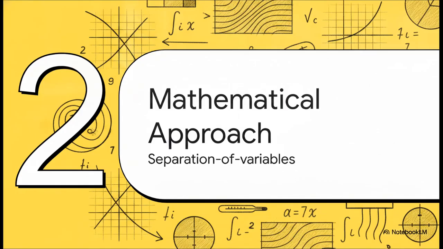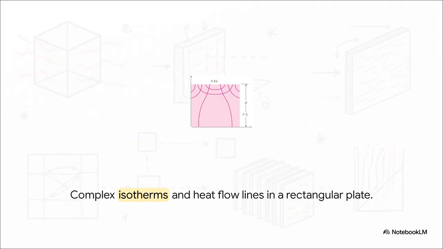Moving on to part 2, the exact mathematical approach. Okay, so to solve that Laplace equation analytically, we really have to break out the heavy calculus, like the separation of variables method. Take a look at this rectangular plate. We've got 3 sides at a constant temperature, but the top edge has this sine wave temperature distribution. When we apply our boundary conditions, we end up with an infinite series solution. Visually, it's actually kind of beautiful. You get these complex intersecting isotherms and heat flow lines, but actually calculating the exact temperature at any specific coordinate, yeah, that involves a massive, unwieldy equation.